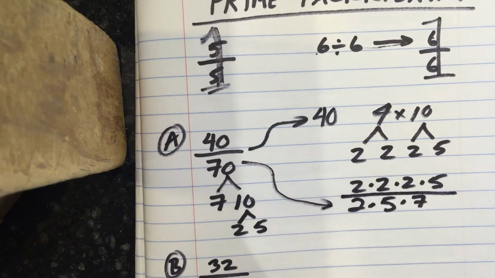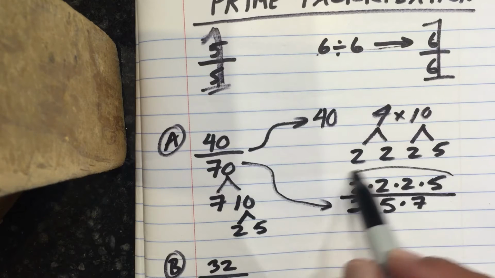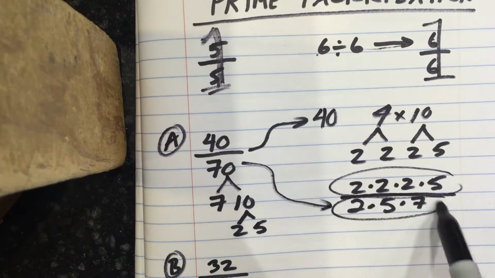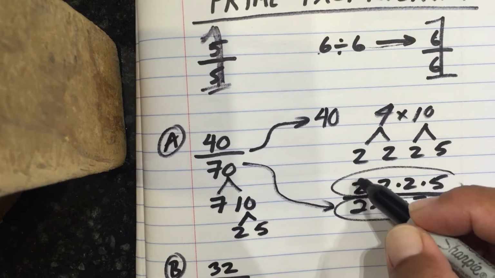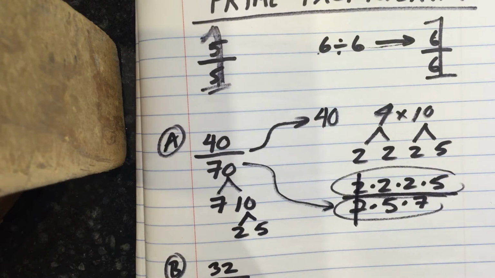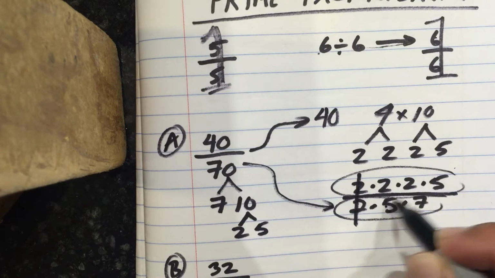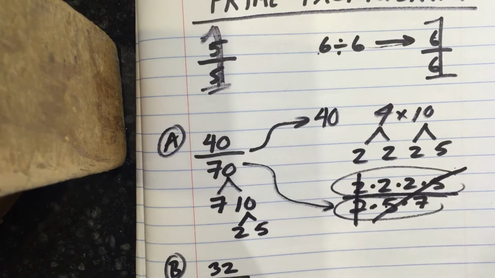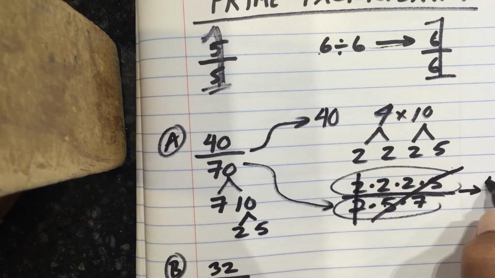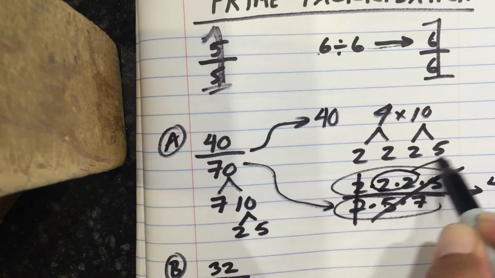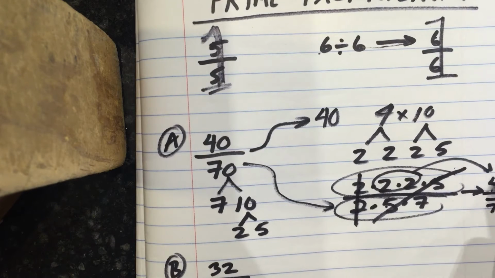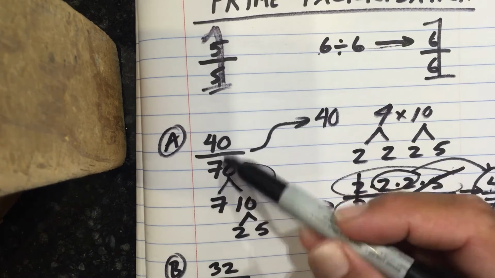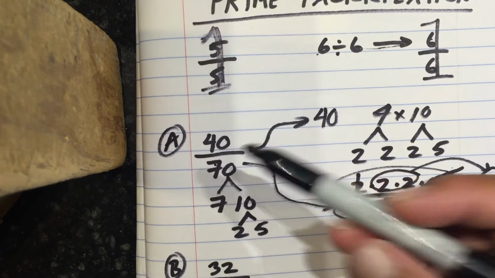So there's our fraction rewritten. This is the 40, and this is the 70. Now that we have that, we can see that we can reduce by dividing 2 divided by 2. That reduces out. And this 5 with this 5 reduce out, leaving us with 2 times 2 over 7. So you can see that 40/70ths is the same as 4/7.